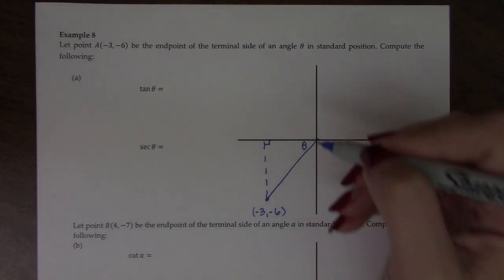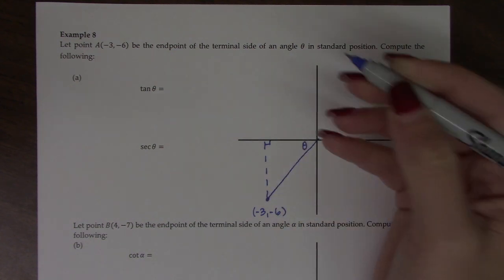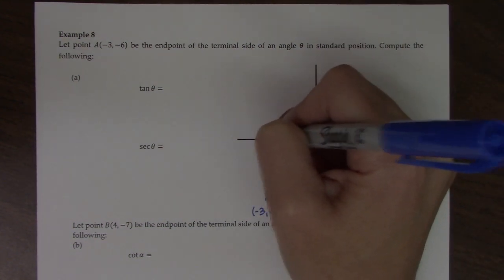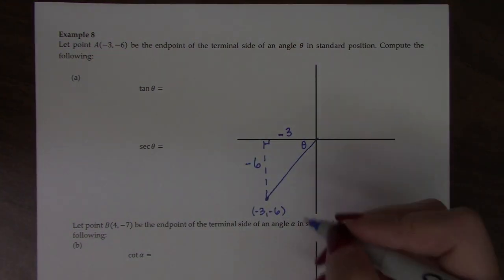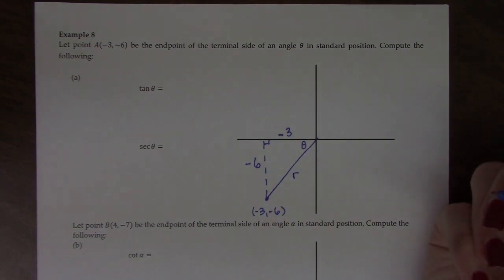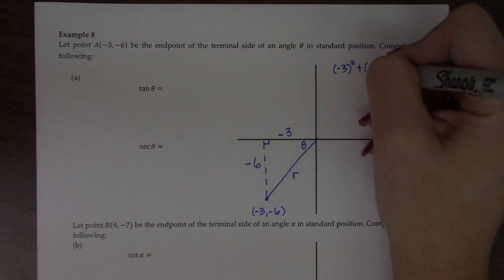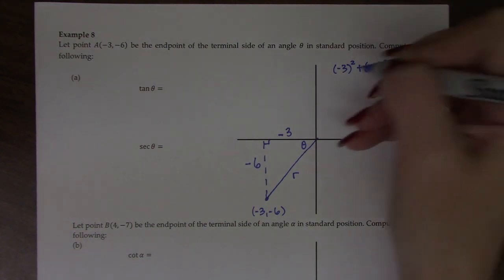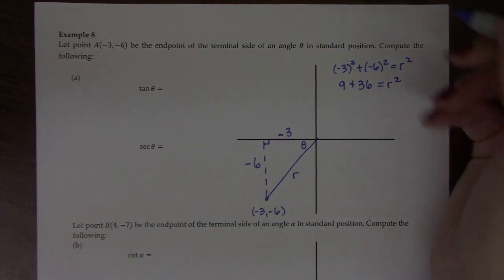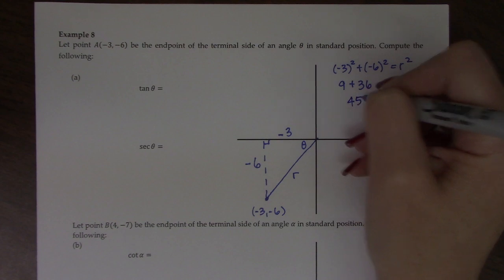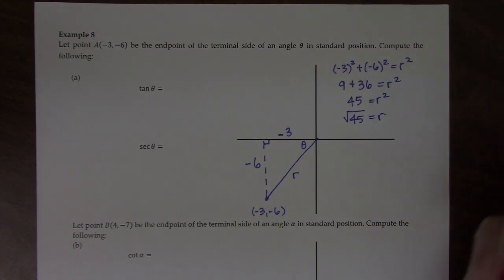So we know from the point that to get to this location, I have to go -3 in the x direction and -6 in the y direction. So this side is length -3, this side is -6. Once again, to get my hypotenuse r, I do the Pythagorean theorem. So (-3) squared plus (-6) squared equals r squared. 9 plus 36 is r squared. 9 plus 36 is 45. So the square root of 45 is r.